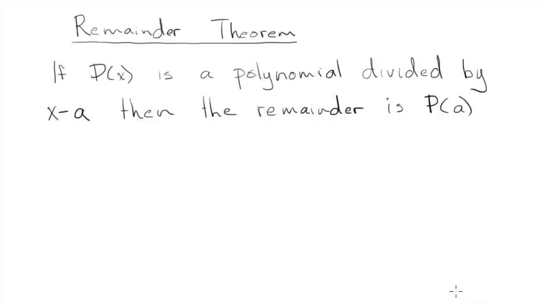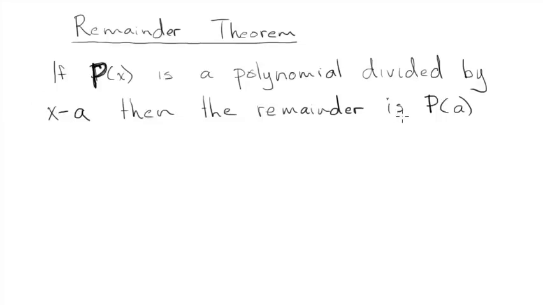In this video, I'm going to look at something called the remainder theorem. So the remainder theorem tells us that if you have a polynomial, p of x, so this is any polynomial, and you divide that polynomial by a linear polynomial, x minus a. So notice the coefficient is 1. So just a linear polynomial with a leading coefficient of 1.